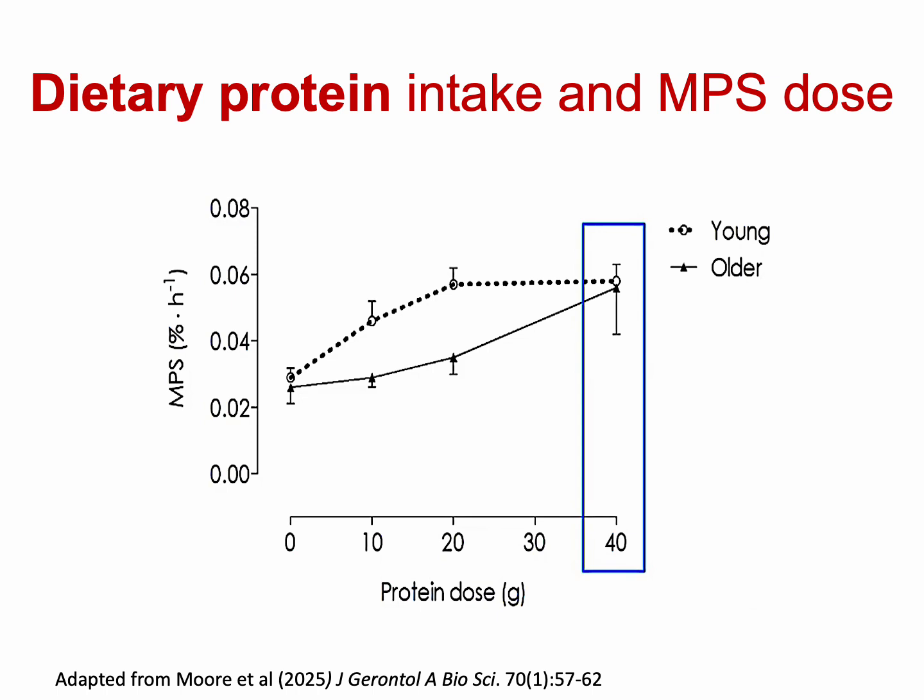So, to match the muscle protein synthesis level of a younger individual and counteract anabolic resistance, an older adult requires 40 grams of protein. Therefore, a protein intake of about 30 to 40 grams per meal is advised, supporting the recommendation that older adults require more protein than younger individuals to preserve muscle mass as they age.